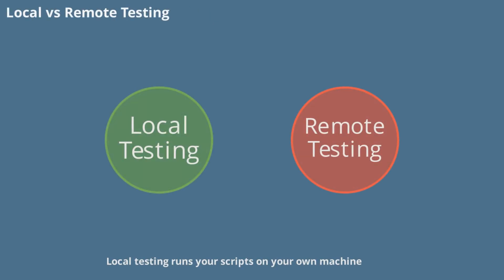Local testing runs your scripts on your own machine, using browsers installed locally. This is fast and convenient for small-scale testing, but limited by your hardware. Remote testing, on the other hand, runs tests on a remote server, allowing you to test across multiple platforms and browsers without local installation. Each approach has its pros and cons, depending on your project's needs.